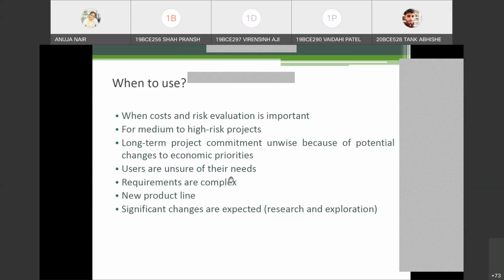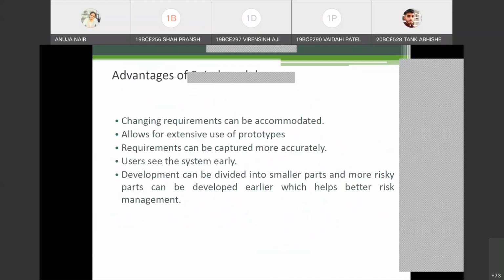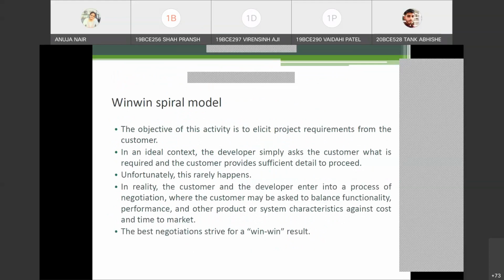Requirements are complex. New product lines, significant changes are expected. So whenever these kinds of keywords are coming, we always talk about high risk projects only. So whenever a high risk project is there, you need to use the spiral model, right? Now there is another single addition to the spiral model, and the name is win-win spiral model. There is only one thing which is changing in the win-win spiral model. Win-win spiral model basically talks about negotiations.